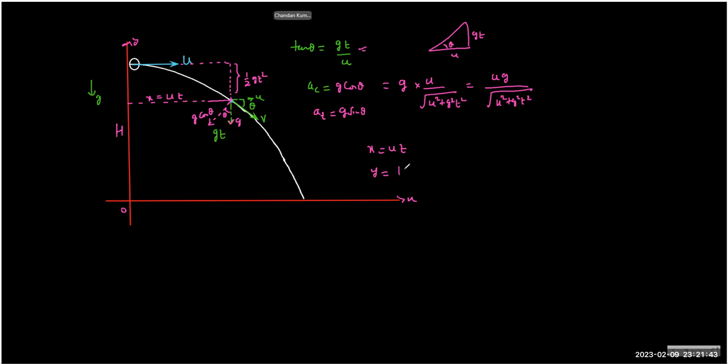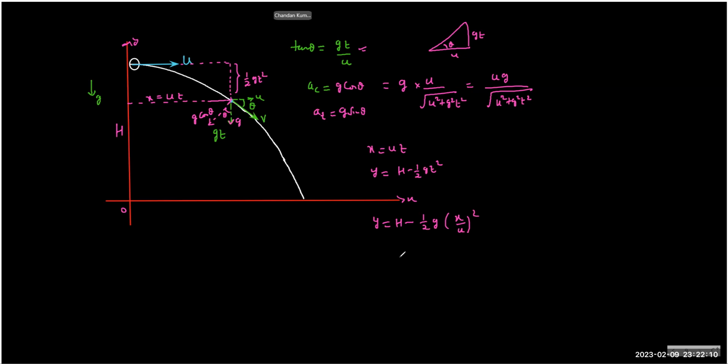H minus half g t square. Is this clear? Yes, sir. And then you can substitute t, and you get the equation of trajectory, which is obviously a parabola. It's a quadratic equation, isn't it?